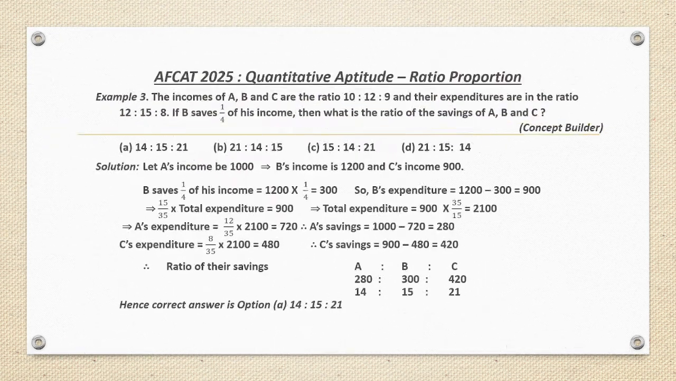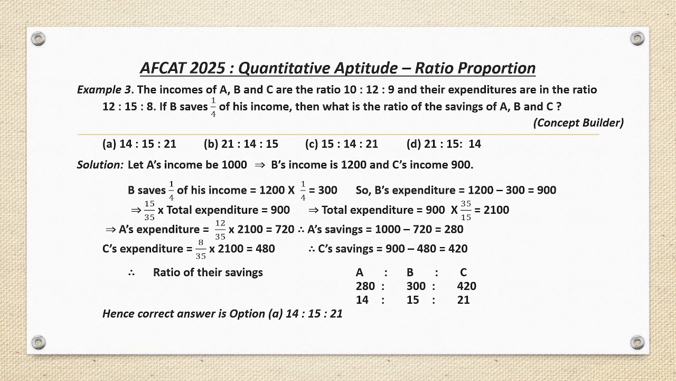Now next example. Incomes of A, B, and C are in the ratio 10, 12, 9. And their expenditures are in the ratio 12, 15, 8. If B saves 1/4 of his income, what is the ratio of the savings of A, B, and C? I request you to please take a minute pause and try to solve this question. Okay.